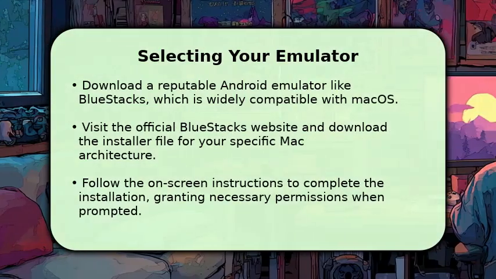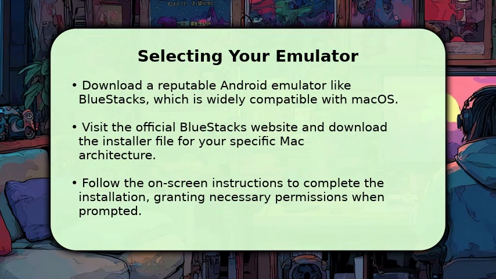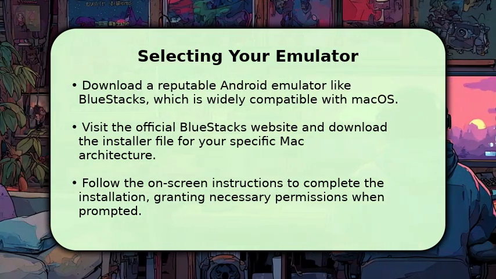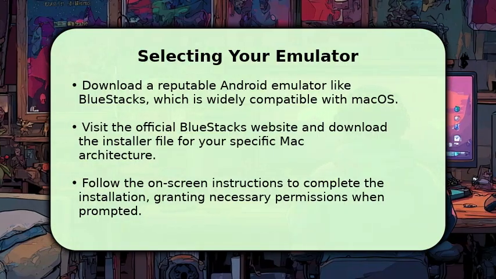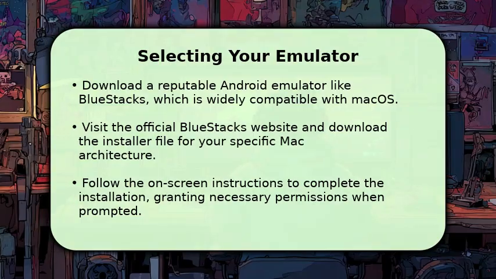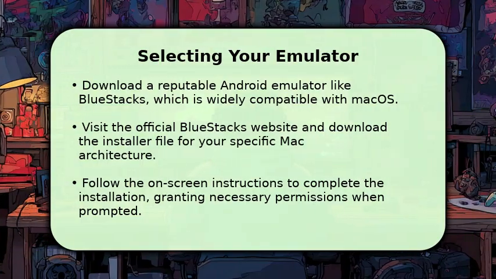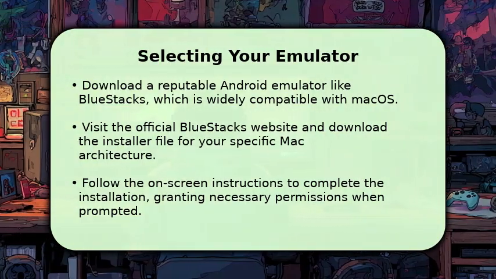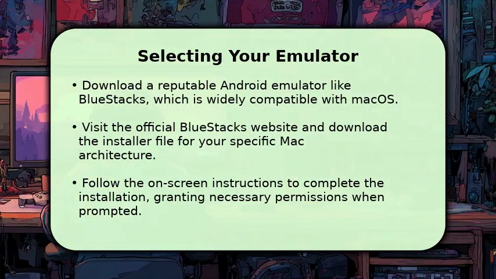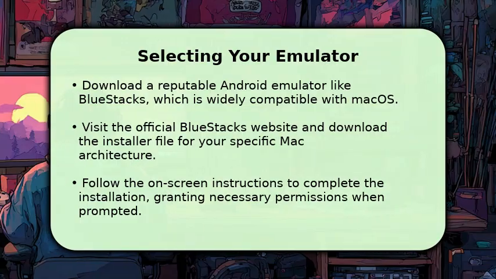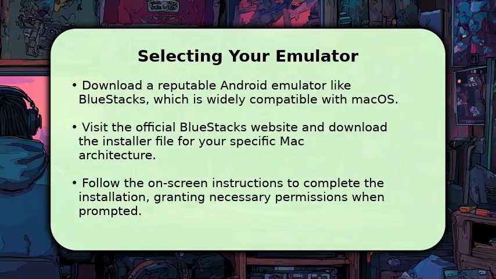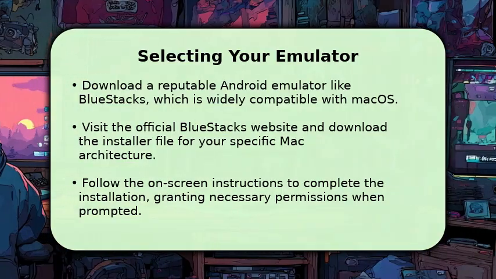To begin, you'll need to select and install a reliable Android emulator. BlueStacks is an excellent choice, known for its performance and compatibility with Mac OS. Navigate to the official BlueStacks website and download the installer. Once downloaded, open the file and follow the straightforward installation prompts. You may need to grant system permissions during this process, which is a standard security measure for new applications on your Mac. This step sets up the virtual Android device.